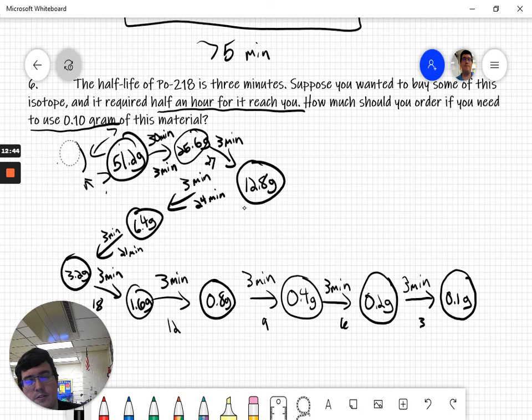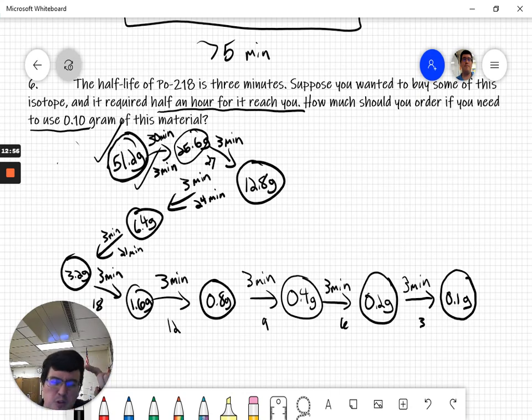I'll erase that one since I don't need it anymore. I was trying to get back to the beginning. That almost worked out smoothly, right? Almost. 51.2 grams is how much you need to start off with. Is that amazing? To be able to use a tenth of a gram of this material, we need to make 51.2 grams of it. That's pretty cool.